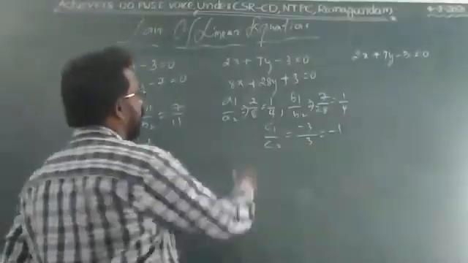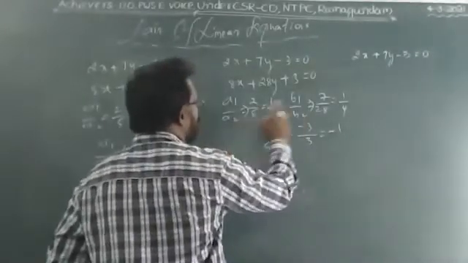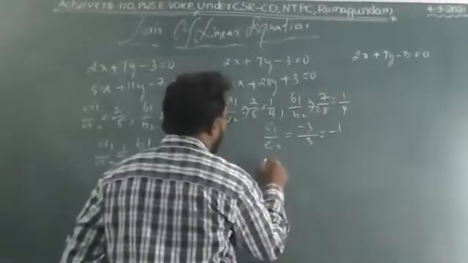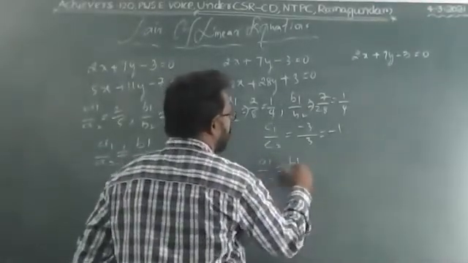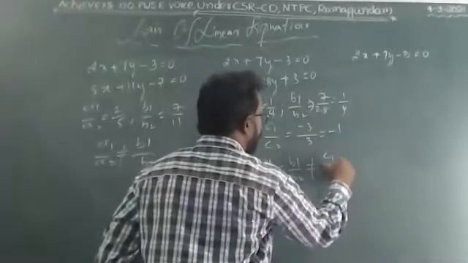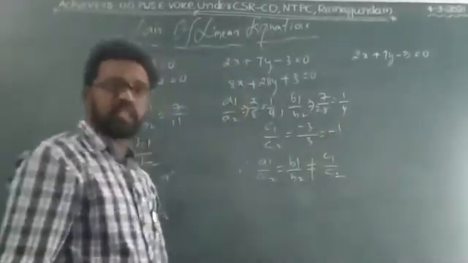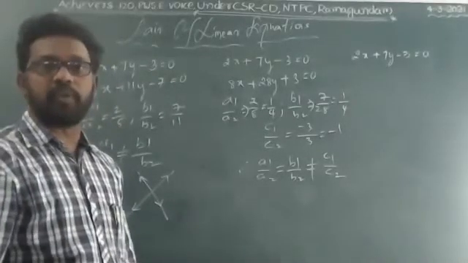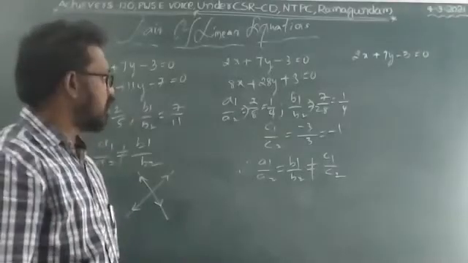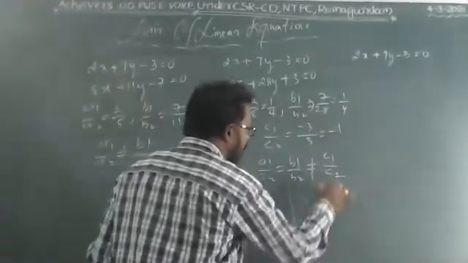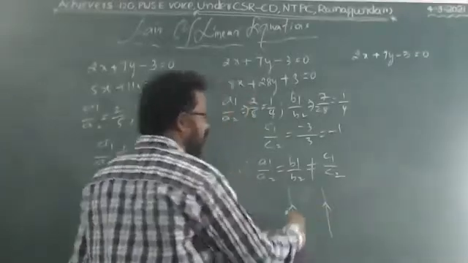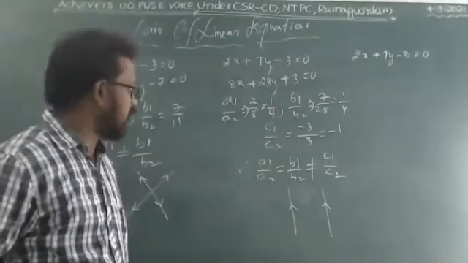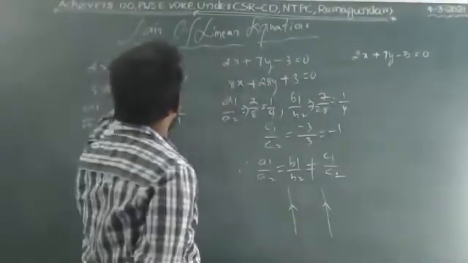So here you got a1 by a2 as 1 by 4, and b1 by b2 also as 1 by 4. Therefore, a1 by a2 is equal to b1 by b2, which is not equal to c1 by c2 because it is minus 1. So you can see the pair of linear equations are parallel.